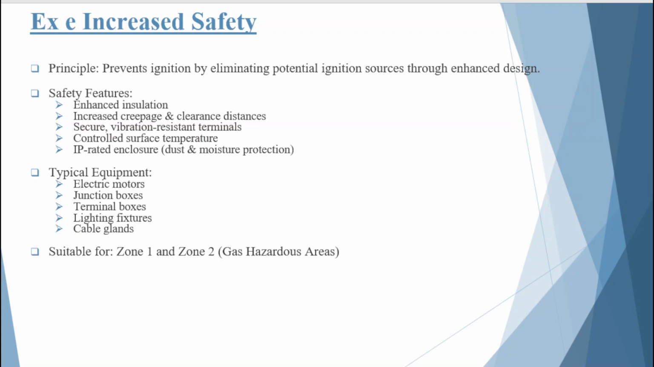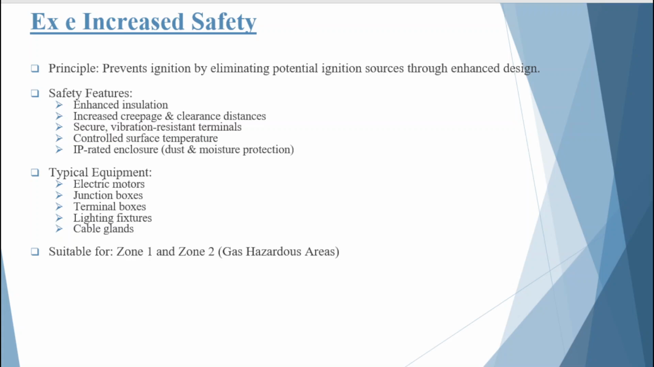Now let's look at another widely used protection technique called XE, increased safety. Unlike XD flame-proof protection, where the enclosure is designed to contain an internal explosion, XE follows a completely different approach. The basic principle of XE is prevention rather than containment. The equipment is designed so that, during normal operation, it does not produce sparks, electrical arcs, or excessive surface temperatures that could ignite a flammable atmosphere.